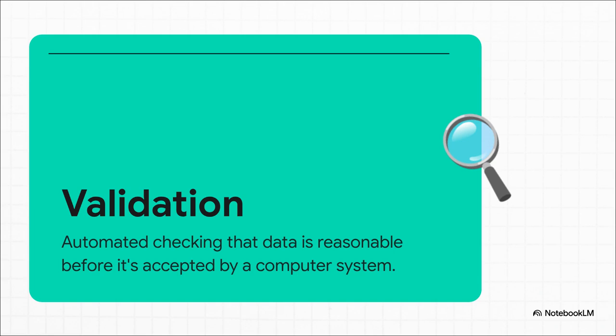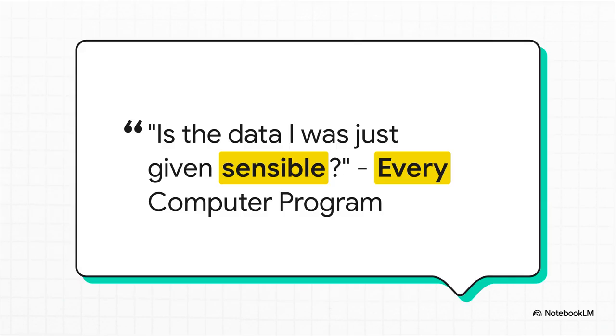Okay, let's chew on this definition for a sec. The two really important words here are automated and reasonable. Automated just means the computer does this all by itself based on rules someone programmed into it. And reasonable, that's just a way of asking, does this data actually make sense? So really, validation is just the computer program taking a split second to ask itself, whoa, hang on, is the information I was just handed even remotely sensible? It's a basic sanity check. Is this input logical before I do anything else with it?